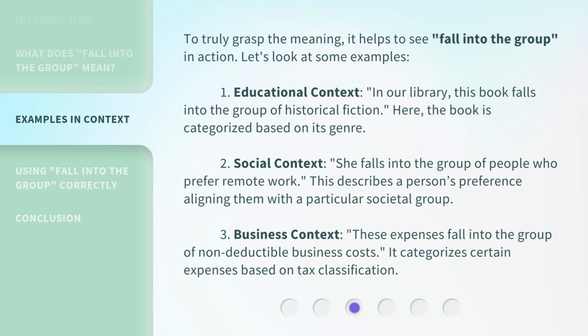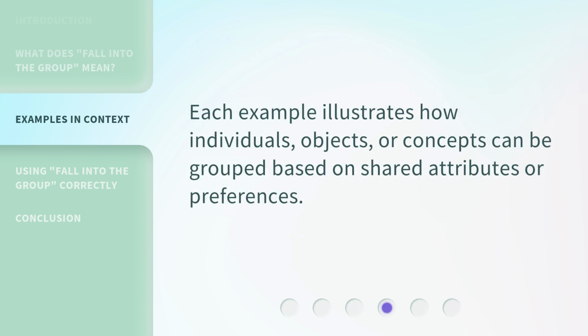2. Social context. She falls into the group of people who prefer remote work. This describes a person's preference aligning them with a particular societal group. 3. Business context. These expenses fall into the group of non-deductible business costs. It categorizes certain expenses based on tax classification. Each example illustrates how individuals, objects, or concepts can be grouped based on shared attributes or preferences.